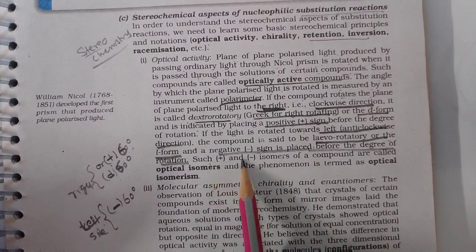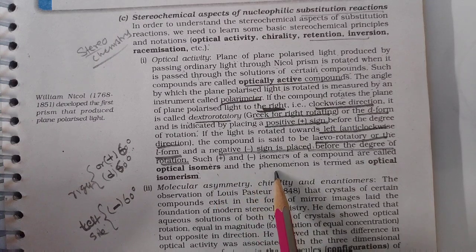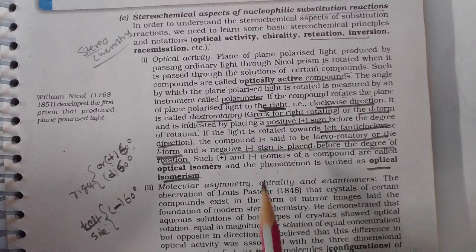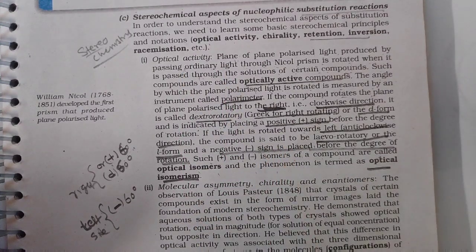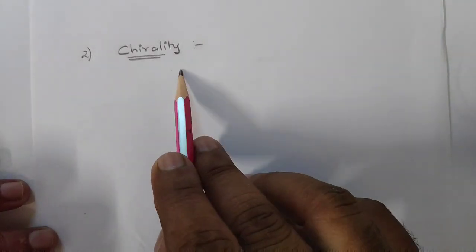Right? So such plus and minus isomers of a compound are called optical isomers, and this phenomenon is called optical isomerism. Understood? So what is optical activity? I think it is clear to you now. Okay? Now the next part is chirality.